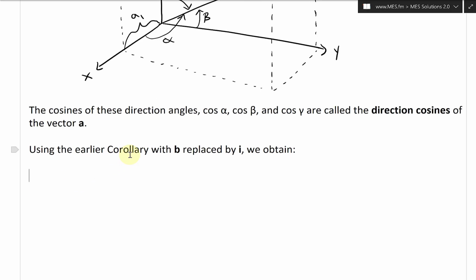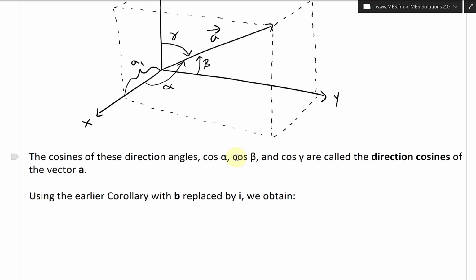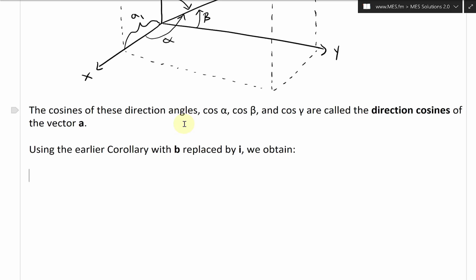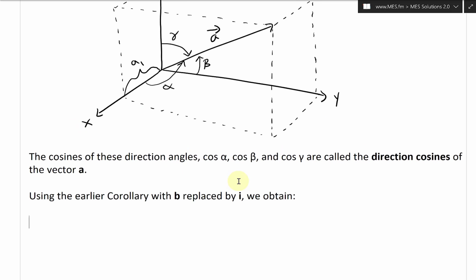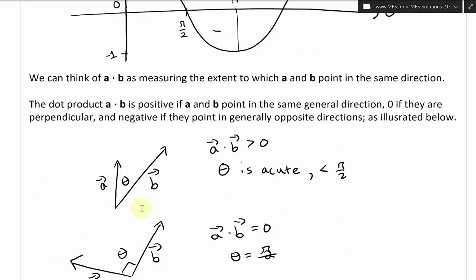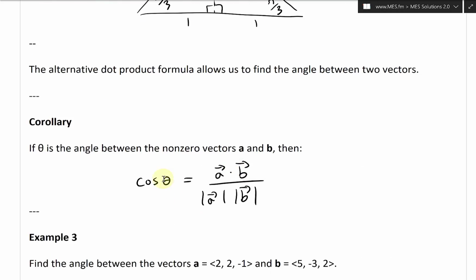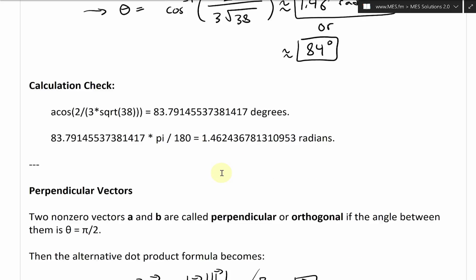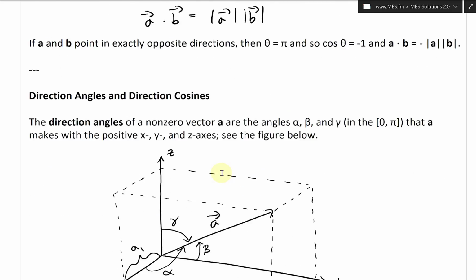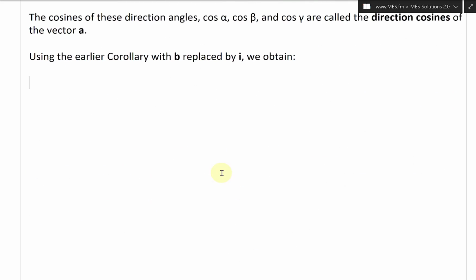So using the earlier corollary with b replaced by I, which is the x vector there, or just a unit vector in the direction of the x-axis, we obtain, and the corollary is just the cosine set up here. Let's go back here. That's just this one right here. We're going to replace b with I. So cosine theta equals a dot b over the lengths; instead of that, we'll do dot I. All right, so let's write this down.